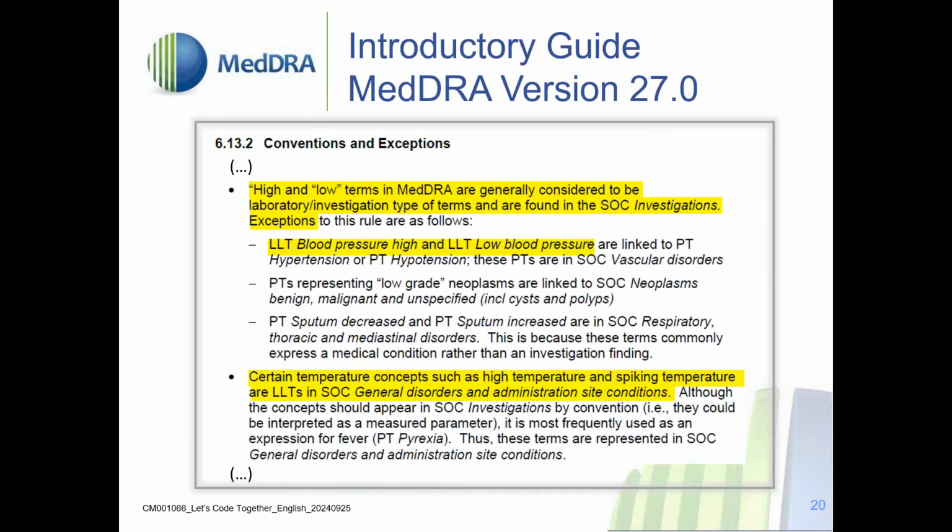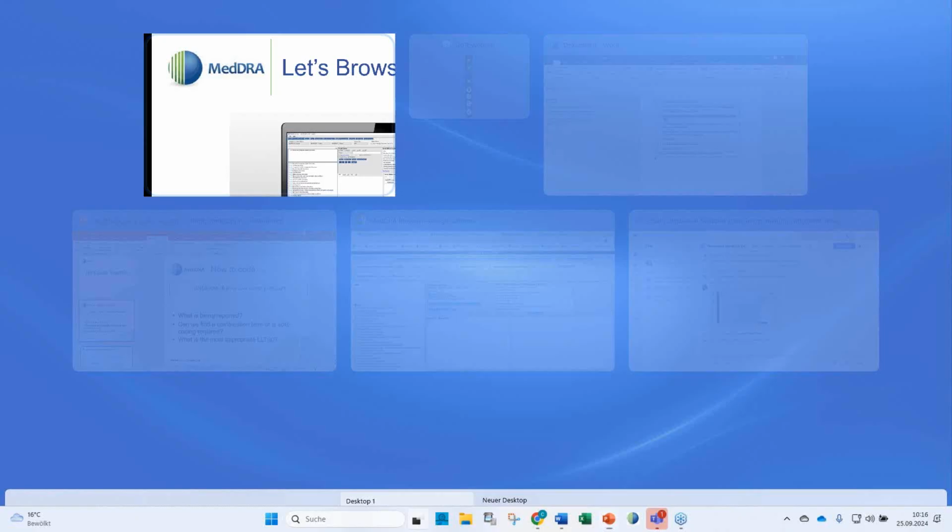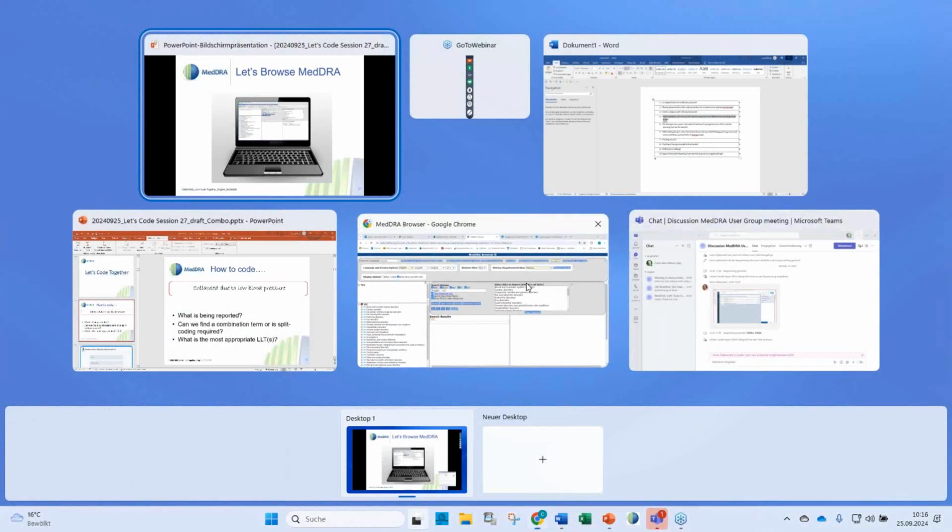Although there are, of course, investigational results, they are most frequently used as an expression for fever, and that's why they are grouped as they are. These are the exceptions, always important to remember. Now let's have a look at the terms that we proposed in the MedDRA Browser.